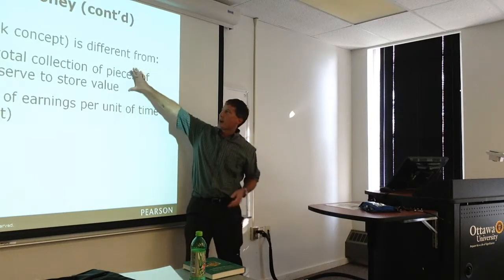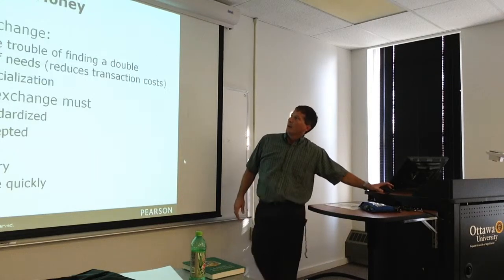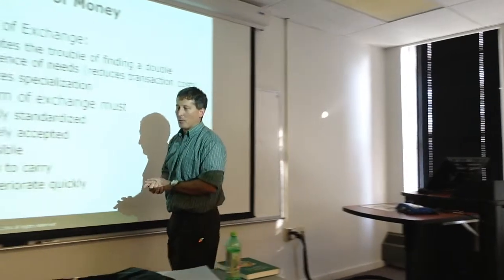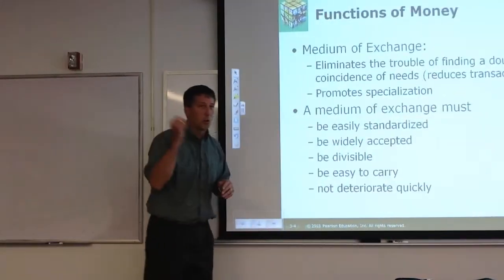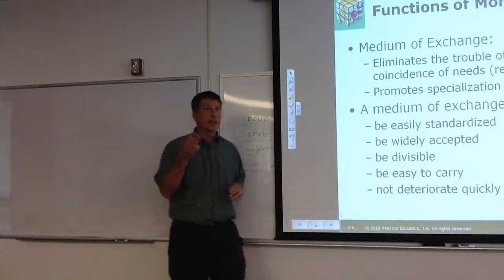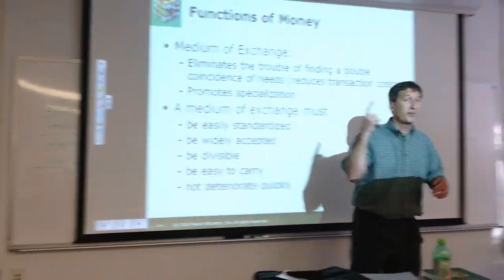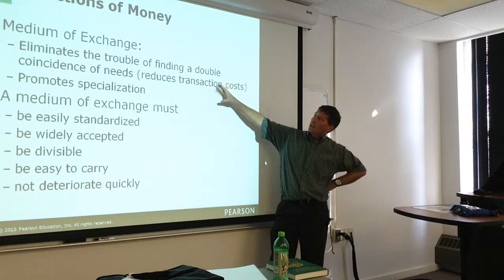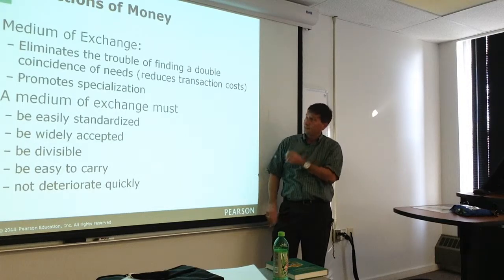All right, so stock variable, flow variable again. All right, so we've got three functions of money. First one is a medium of exchange, then store of value and unit of account. The next slide will have the other two functions up there. But a medium of exchange allows us to not have this coincidence of wants.